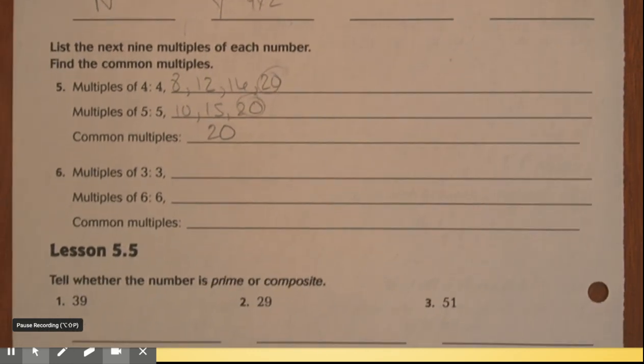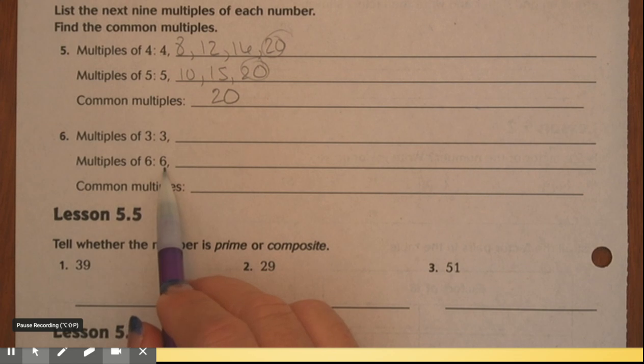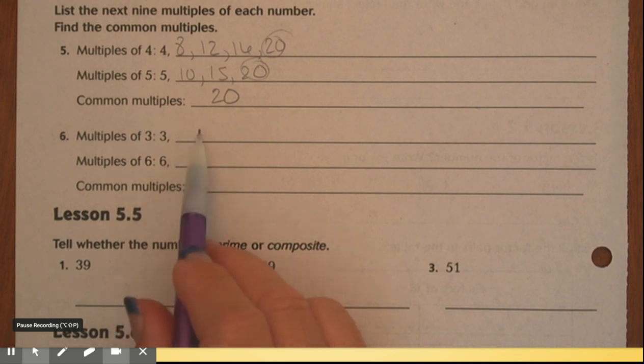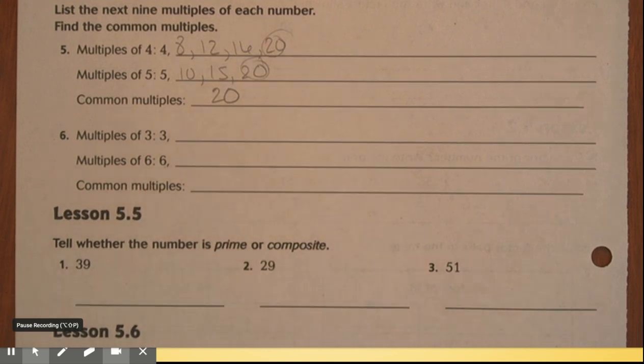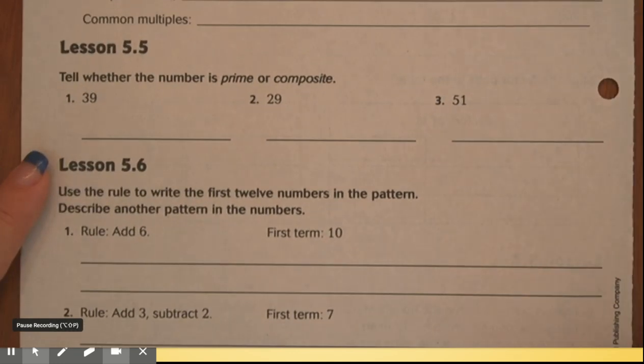Now down here you have multiples of 3. You're going to skip count by 3 and skip count by 6. They're both going to have a multiple of 6. So find a couple common multiples and then tell whether this is prime or composite.